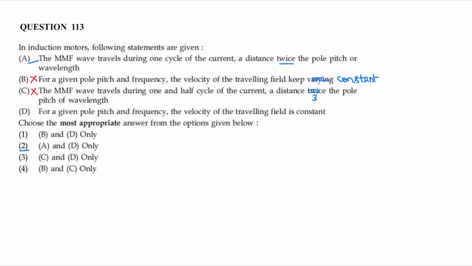Statement D: for a given pole pitch and frequency, the velocity of traveling field is constant. So statement D is correct. Correct statements are A and D. Correct option is 2.